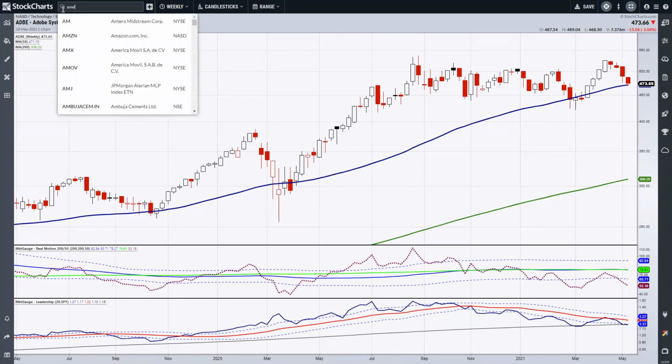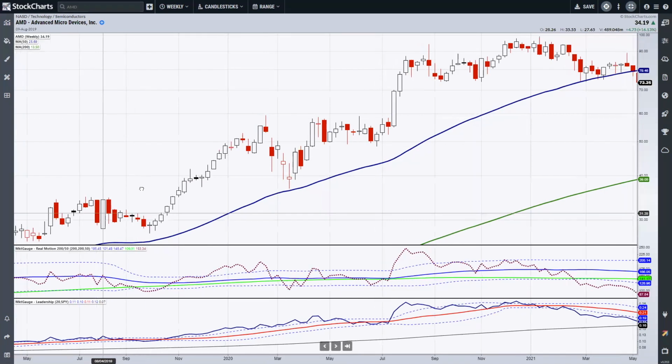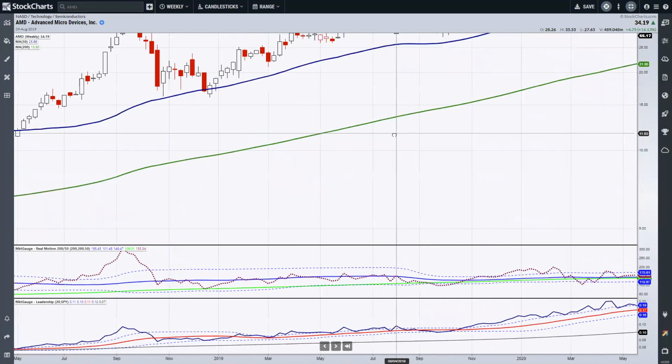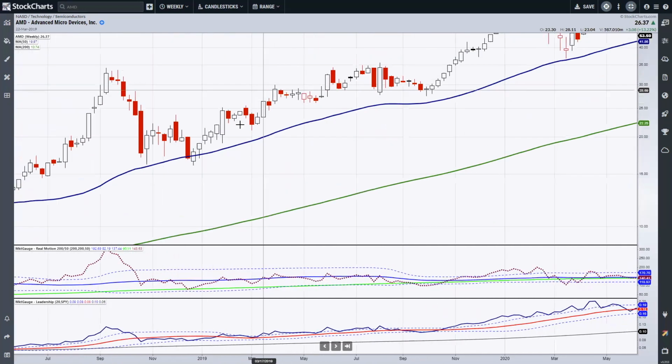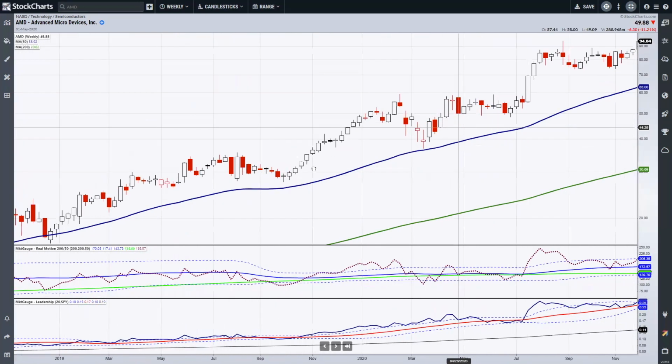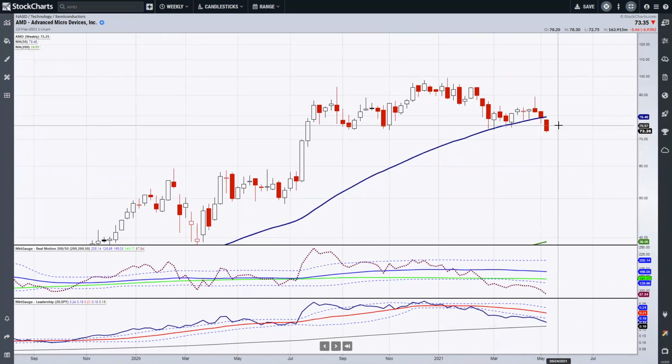So AMD is another great example. In this case, after a long, long period of time, and if we go all the way back, you can see this has basically been above that 50-week moving average since back here in 2018. So that's 3 years plus that this has been above the 50-week. Why is this significant? Because after 3 years, not only has it broken down under the 50-week, it certainly reflects the weakness in the chip market, number one.